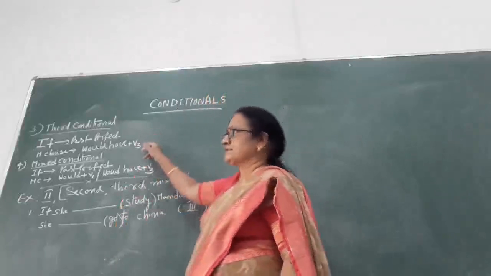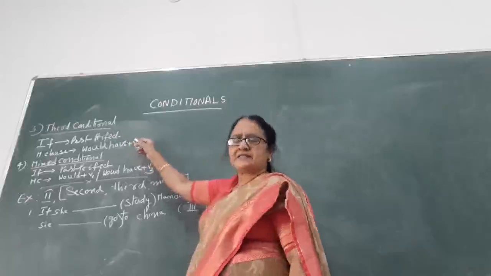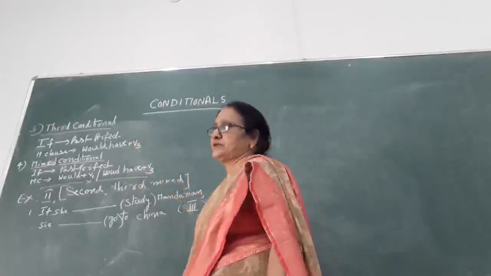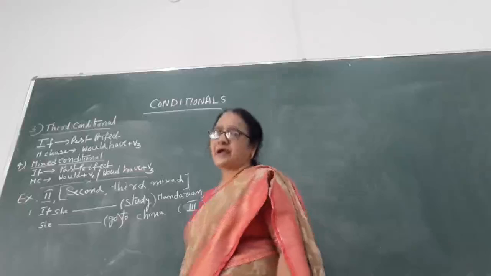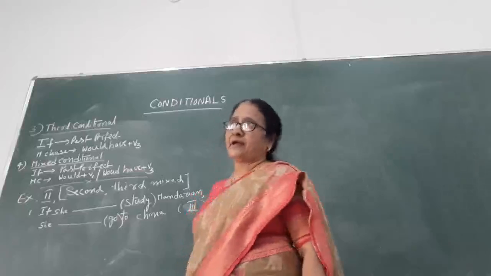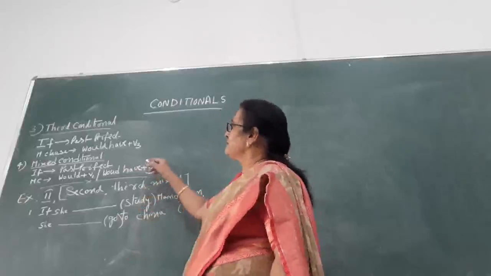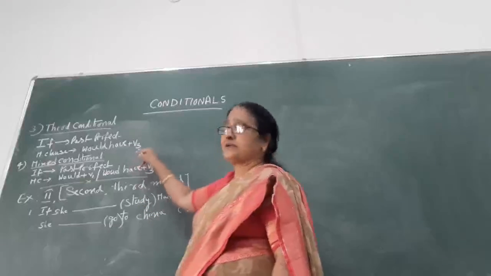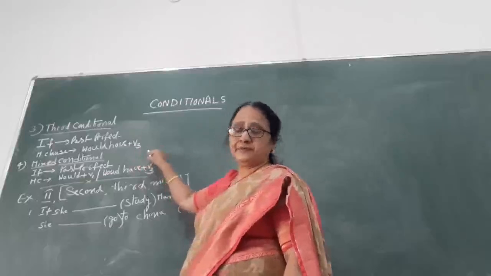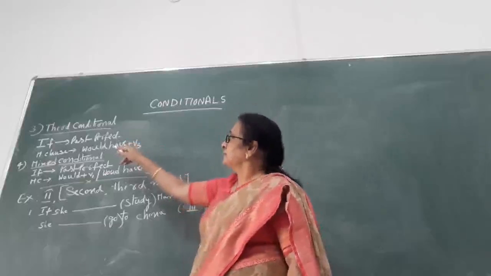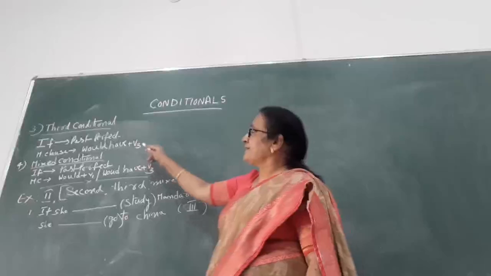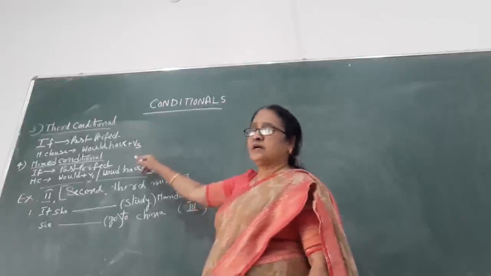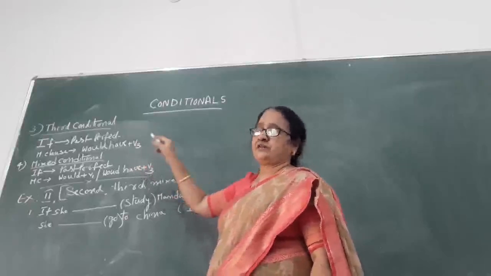In the third conditional, the if clause contains the past perfect. You know, past perfect means had, it will come in had. And in the main clause, it will be would have plus V3, the third form of the verb will come. In the if clause it will be past perfect, and in the main clause it is would have plus V3.